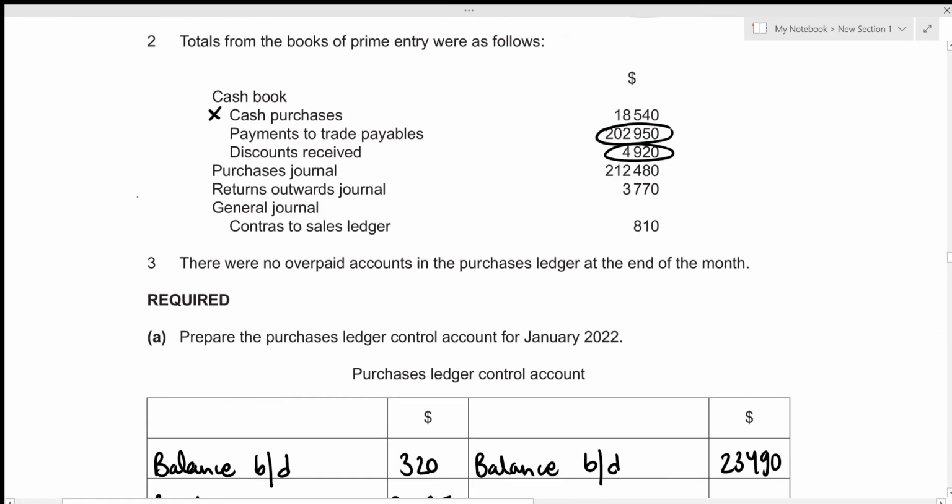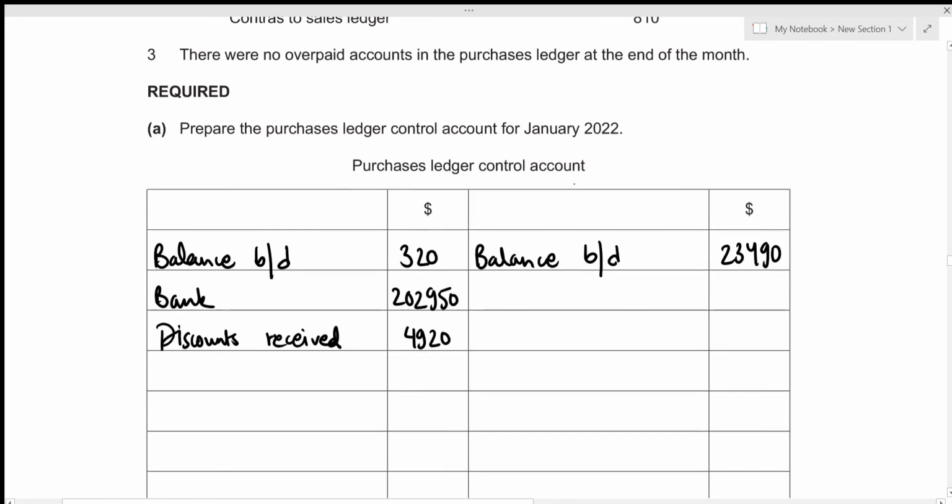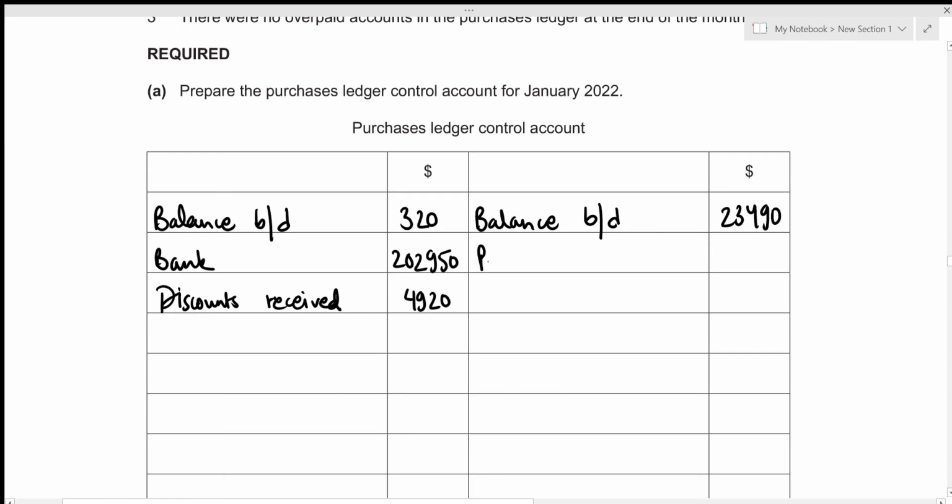Alright, then we have the purchase journal amounting to 212,480. So this is the total purchases made, meaning that this definitely increases the balance on the purchase ledger control account, which means that this should be recorded on the credit side under the heading of purchase. So that's purchase made with the value 212,480.